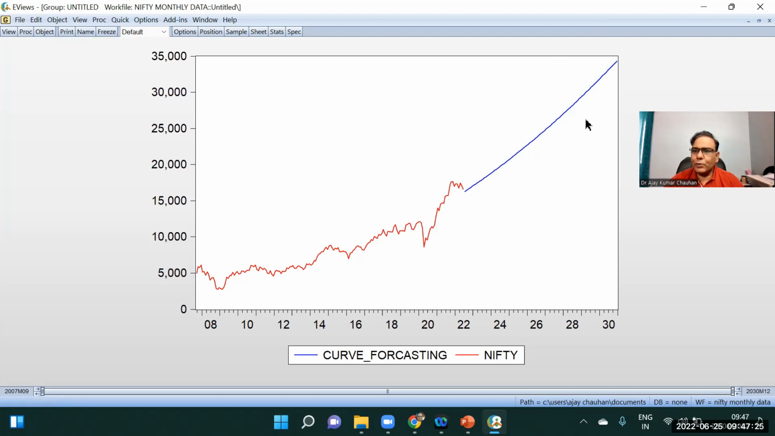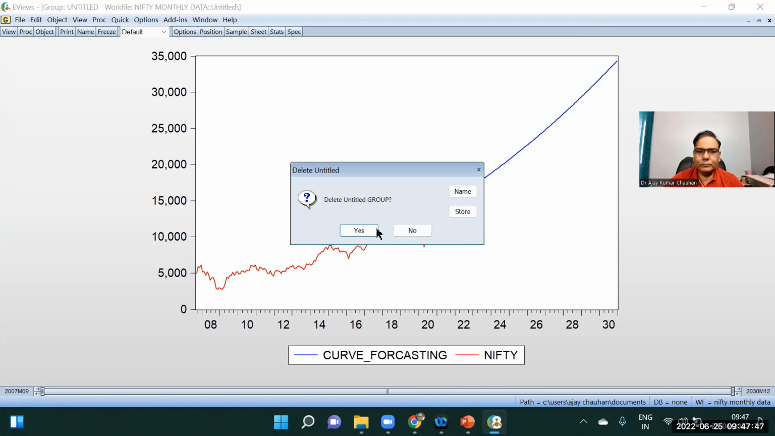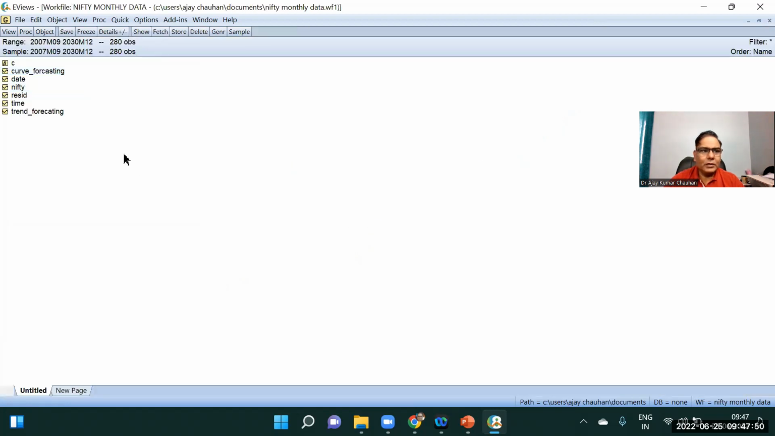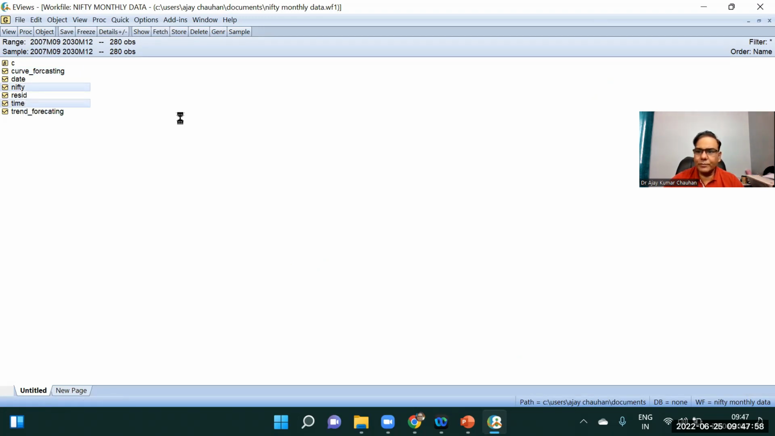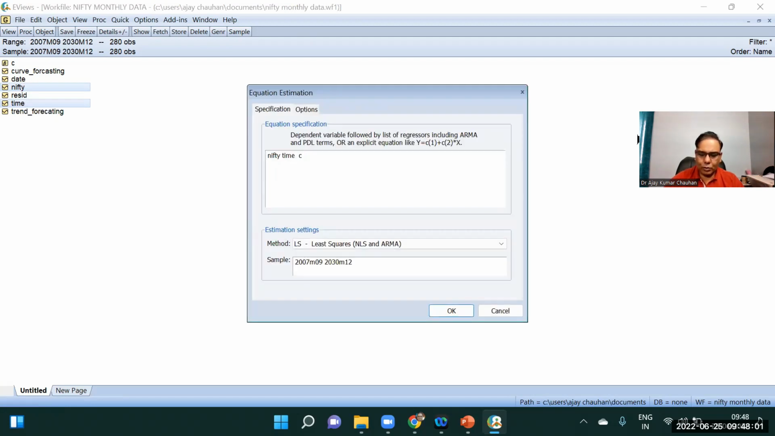And this is more accurate as compared to simple trend forecasting, because we have seen that the R square of curvilinear forecasting is 92% as compared to the 85% in case of trend forecasting. So this is our simple forecasting, curvilinear forecasting. Now we are moving to the third case. Nifty time, open as a group, open as an equation. Now I am taking the log. I am taking the log of Nifty.